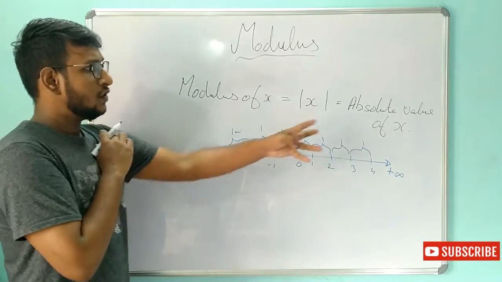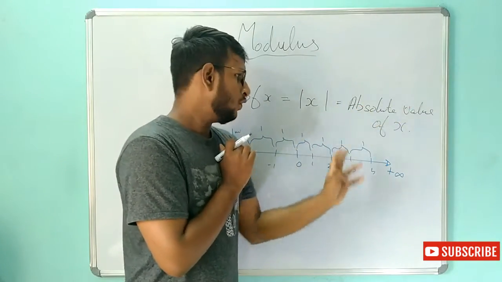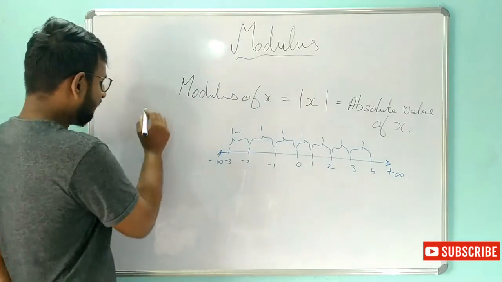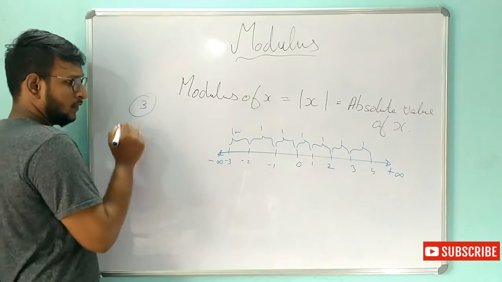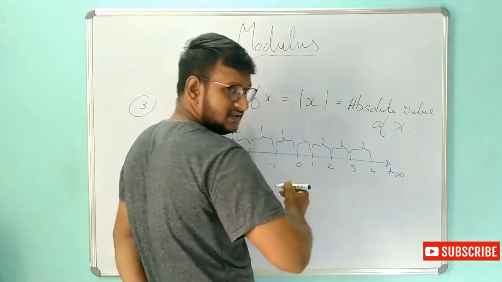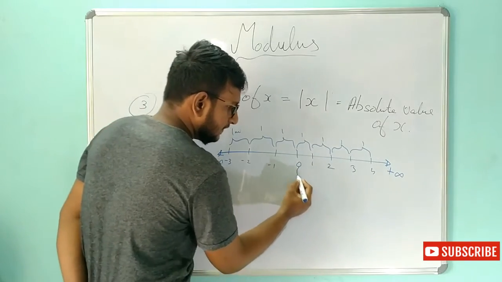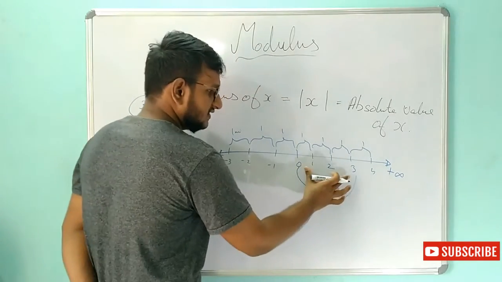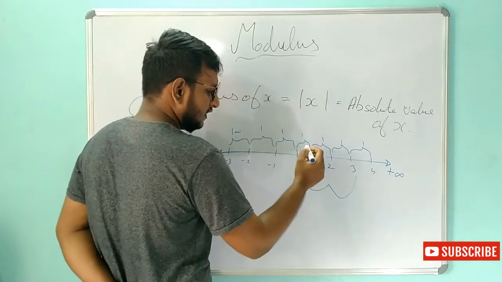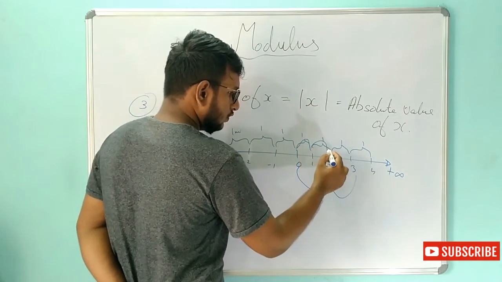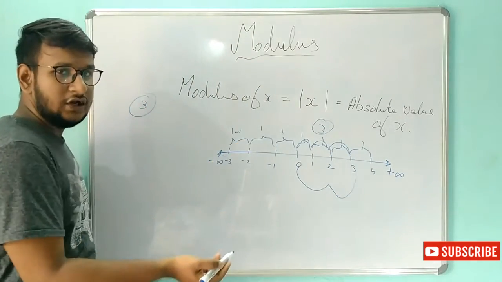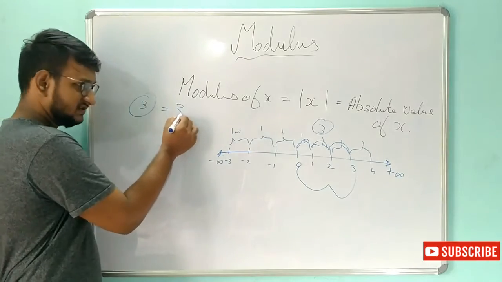Now, what is absolute value? If someone asks what's the absolute value of 3, we have to check the distance from 0 to 3. How do we check this distance? By adding the unit values. 1, 2, then 3, so there are 3 units. So the absolute value of 3 is 3 itself.